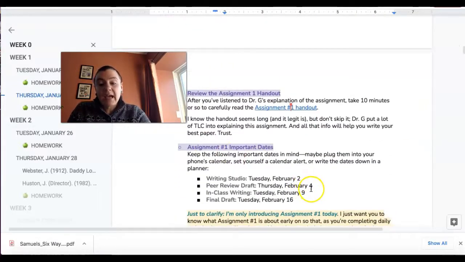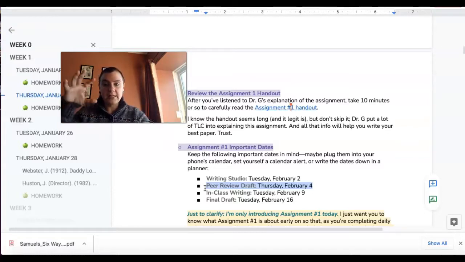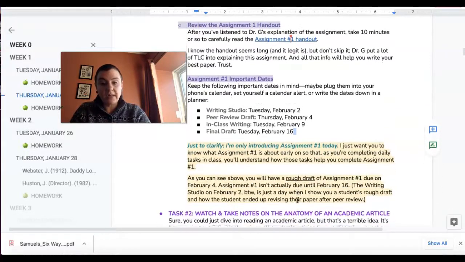The first time you actually have to have something in is for peer review on February 4th. The writing studio is just where I show you a student who has written a rough draft and then gone through peer review and then revised it, so you see the revision, what their peers said about their paper, and then how they revised it based upon that, just so you're like, ah, this is what this process looks like, right? So again, you only have to have your rough draft by February 4th, and then it's due on February 16th. Again, I'm only introducing it today so you know what I'm going to be talking to you about, right?